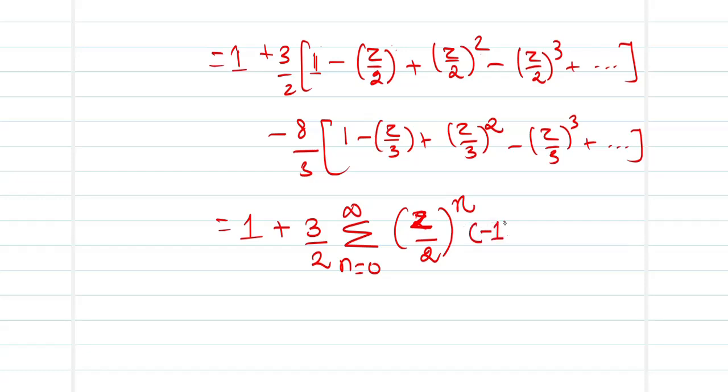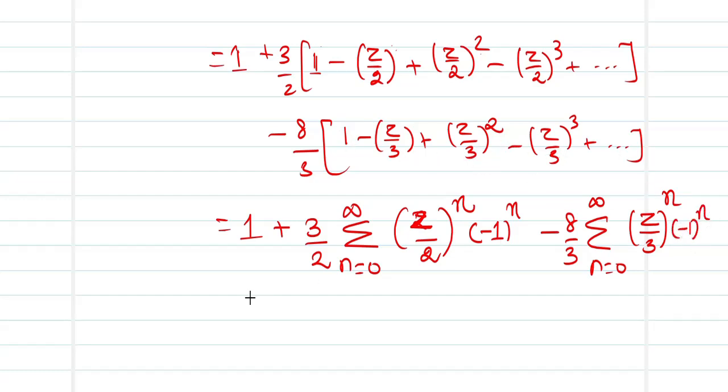Just fix a -1 to the whole power n. So as my n varies, this series also varies as positive, negative and so on. So this (-1) power n will take care of the alternating positive and negative series, and the next term will be -8 by 3. So I can write this as summation n varying from 0 to infinity (z by 3) the whole to the power of n. Again, this contains alternating positive and negative terms, so multiply it with (-1) power n.